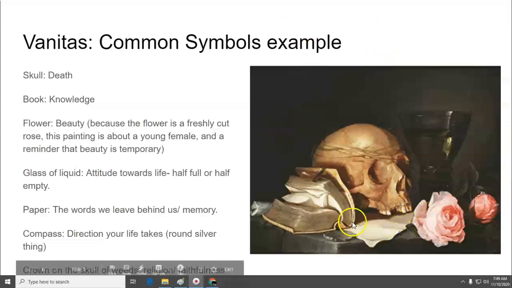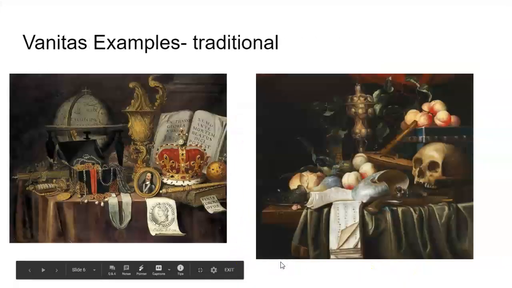The papers that are down below, and this would include music, are the words and actions that we leave behind us, the memory, our connections to others. There's a compass, which is this thing, and that's the direction that your life takes. What do you do? Where do you move it? It could also refer to regular directions as well.